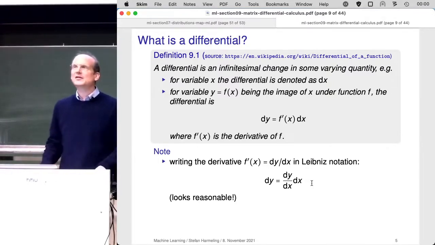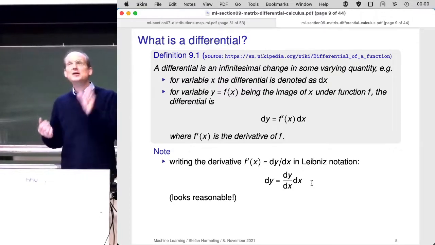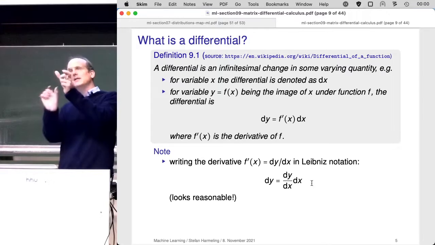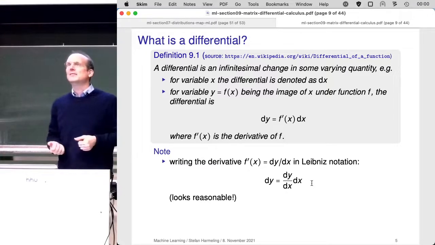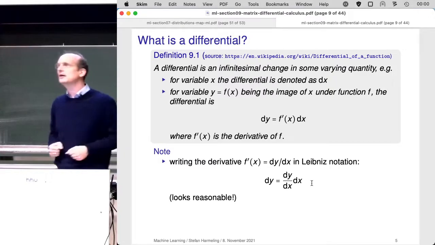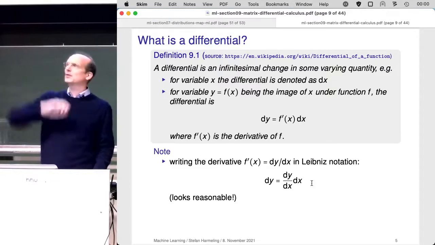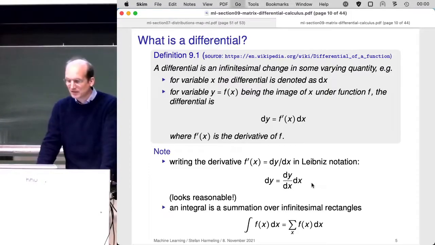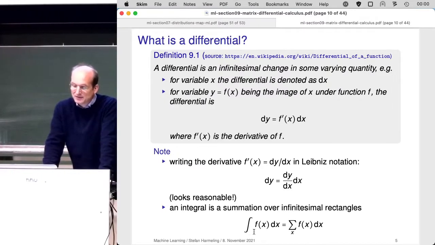So the differential is about the small change, and the derivative is about the ratio of the small change in y divided by the small change in x, just as we define the derivative. So the differential is exactly the thing in the definition of a derivative that you put on the top of the bar or at the bottom of the bar, okay? That's exactly the differential.